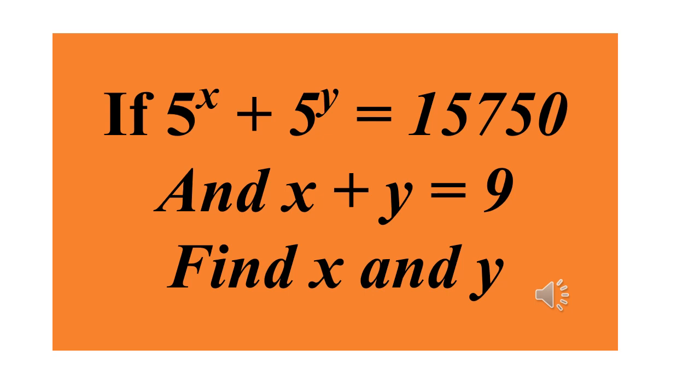So we go straight to our question, the last question we're supposed to treat. The question says, if 5 raised to power x plus 5 raised to power y equals 15,750 and x plus y equals 9, find x and y.